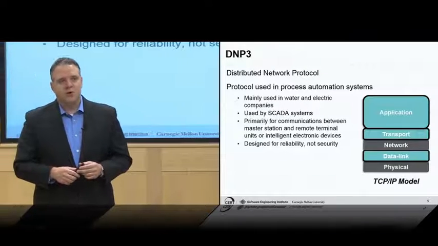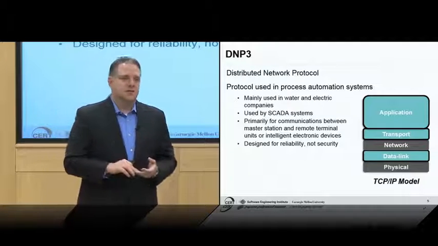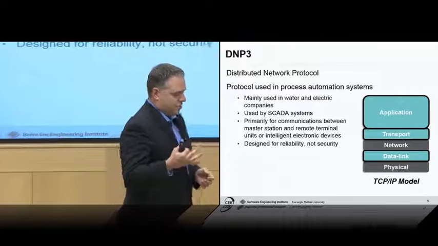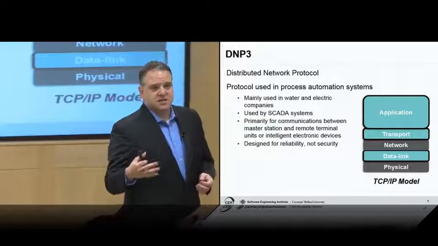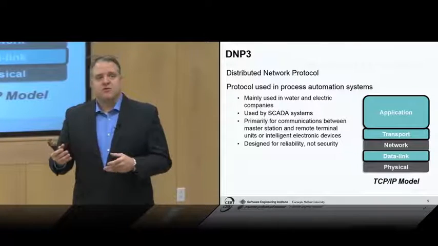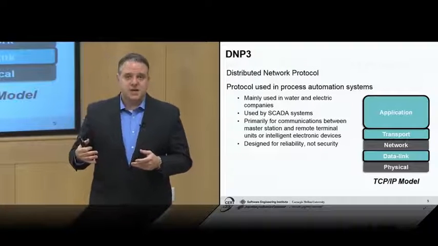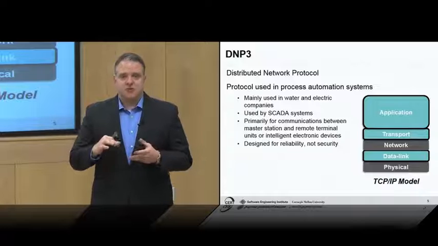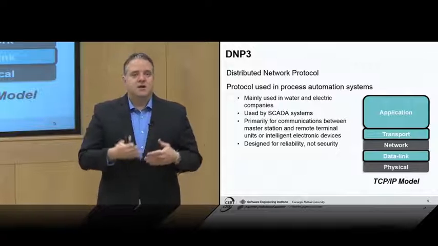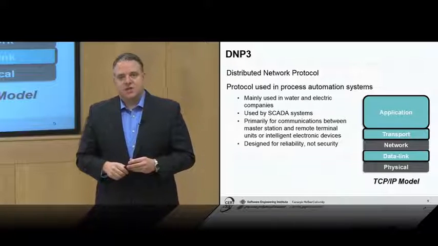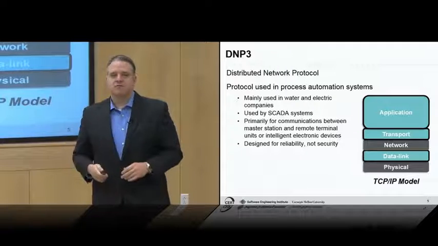DNP3, Distributed Network Protocol, this is a good example of a multi-layer protocol. This is frequently used in process automation systems. You see this a lot in water and wastewater and in electric companies as well. A lot of SCADA systems use this. And this is how the master station communicates with the remote terminal units out there in the field. So as you're passing information back and forth between your control center and your individual field elements, this is the protocol that's doing that communication. And it was really designed for reliability, didn't really have security baked in from the beginning of it.